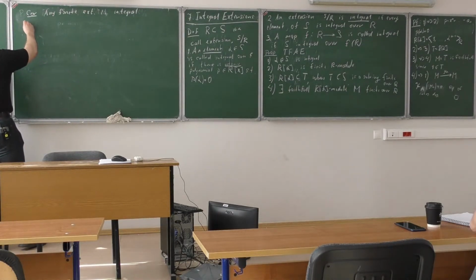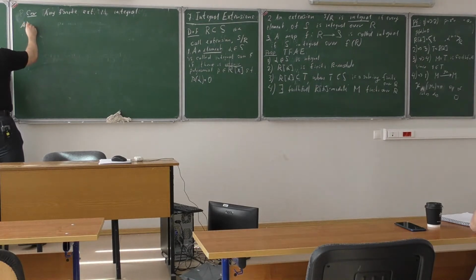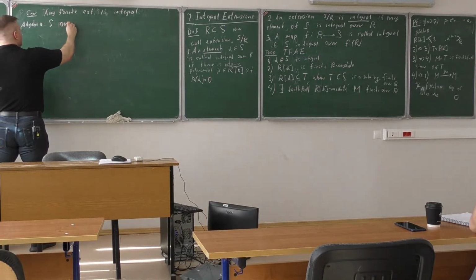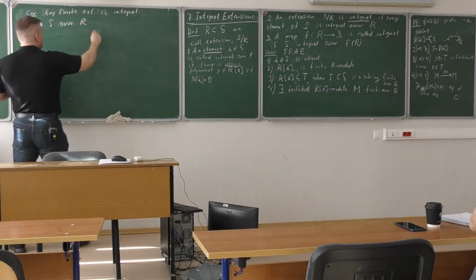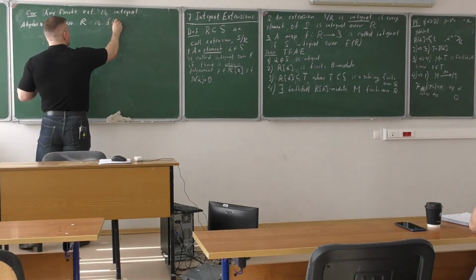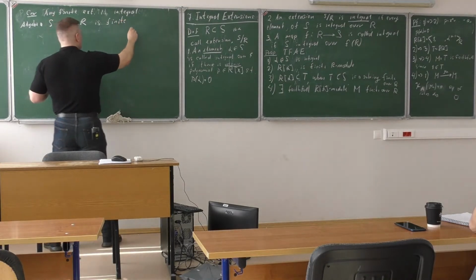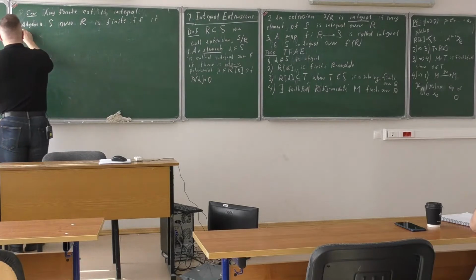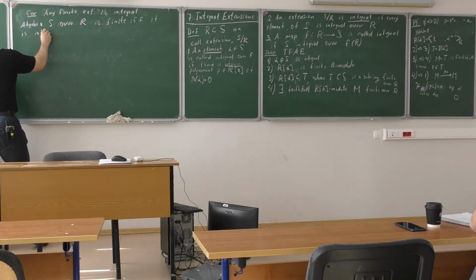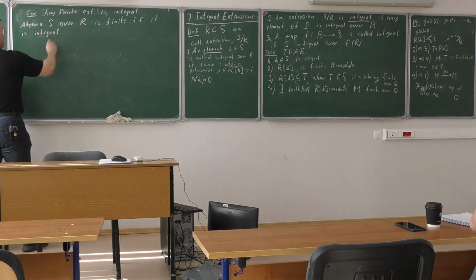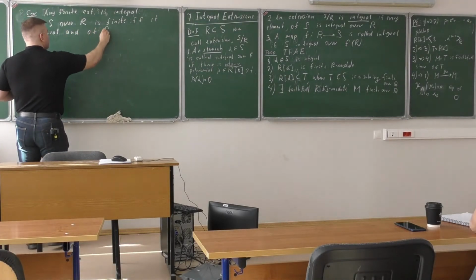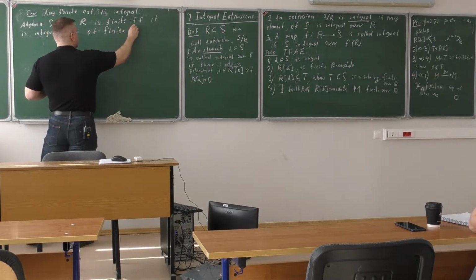And from this, we can also derive the following: an algebra S over R is finite if and only if it is integral and of finite type.